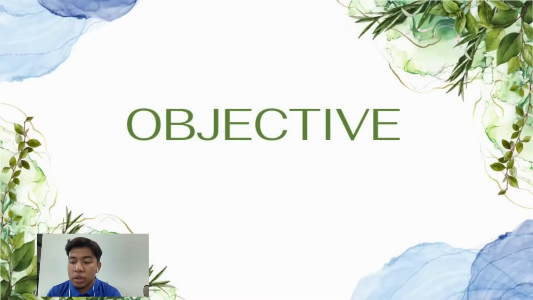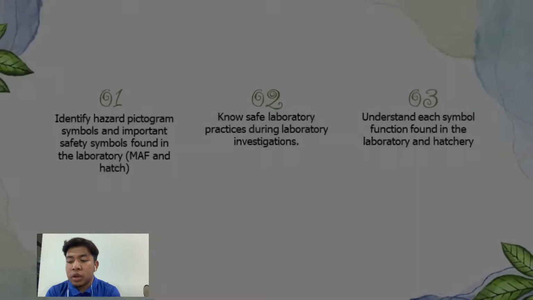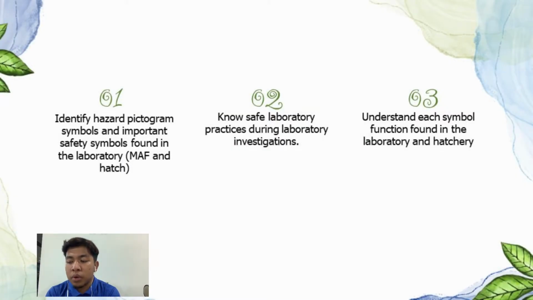For the objectives, there are 3 objectives in this lab. First, identify the hazard pictogram symbols and important safety symbols found in the laboratory and hatchery. Next, know the safe laboratory practice during laboratory evacuation. And lastly, understand each symbol function found in the laboratory and hatchery.